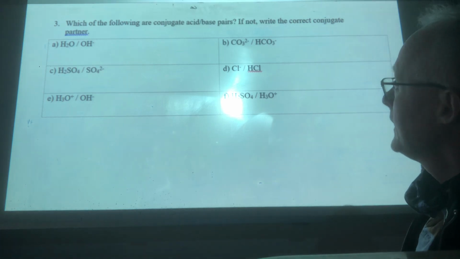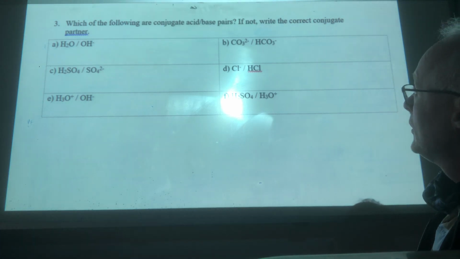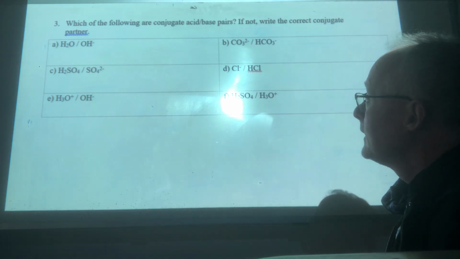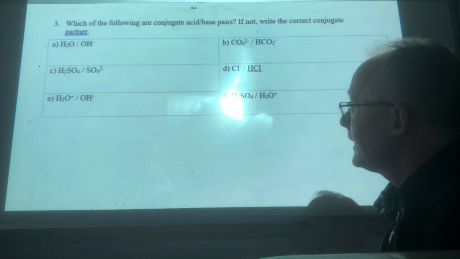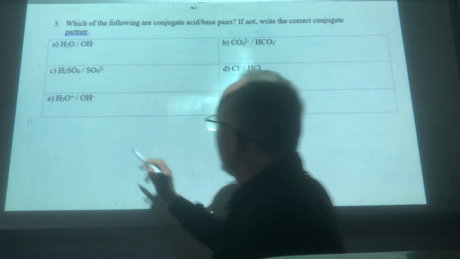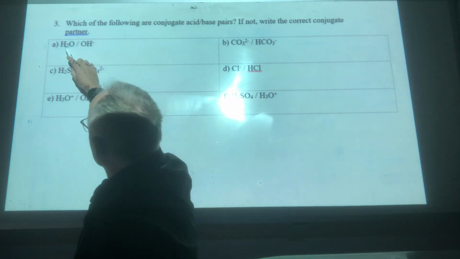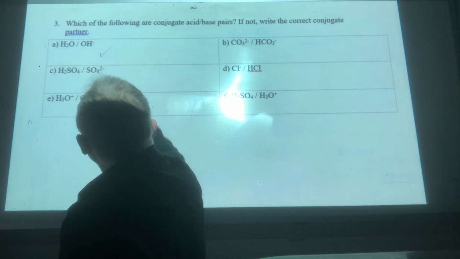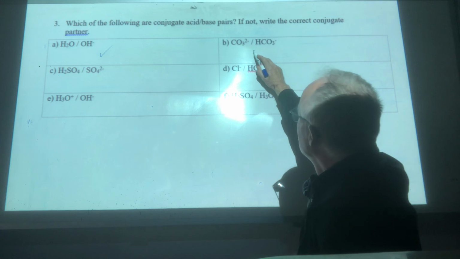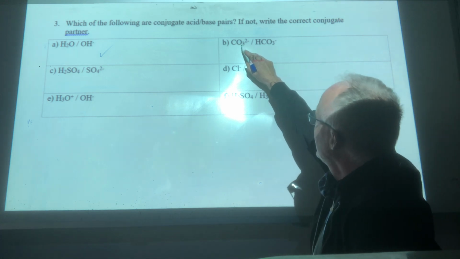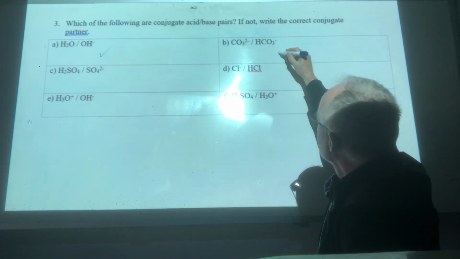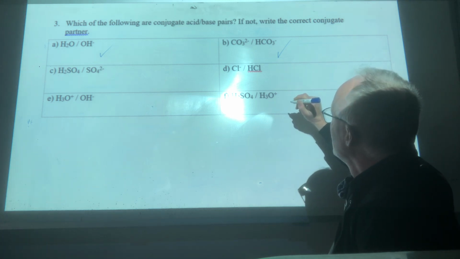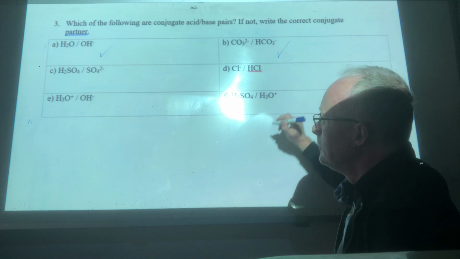And question 3, if they're conjugate acid-base pairs, then the two chemicals have to be different by a single H+. And we see that with A, water loses a H+, it turns into hydroxide. B, carbonate ion gains a H+, gains a plus, it ends up as HCO3 minus.